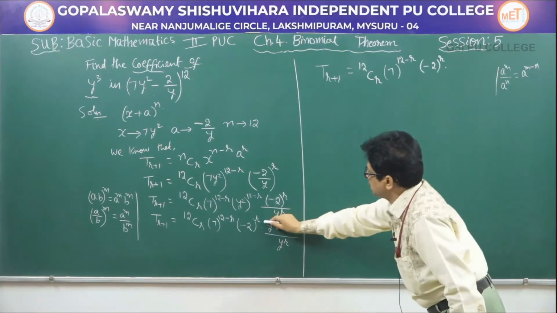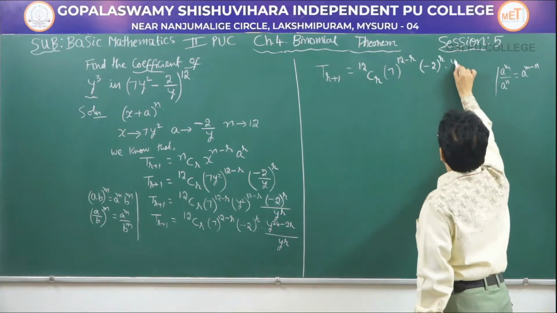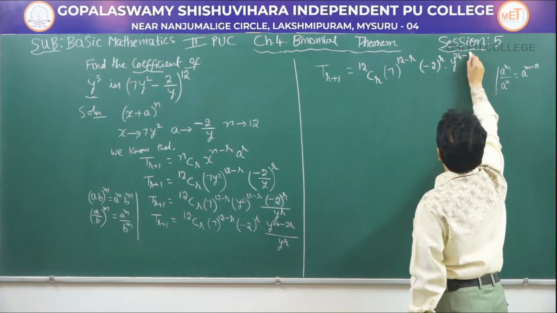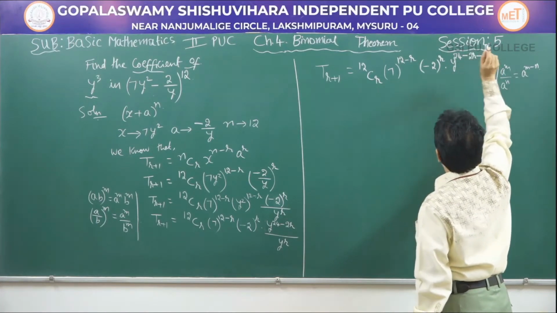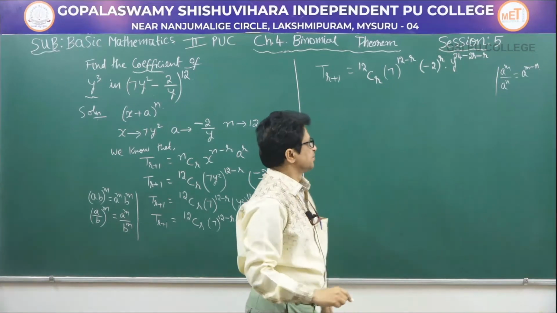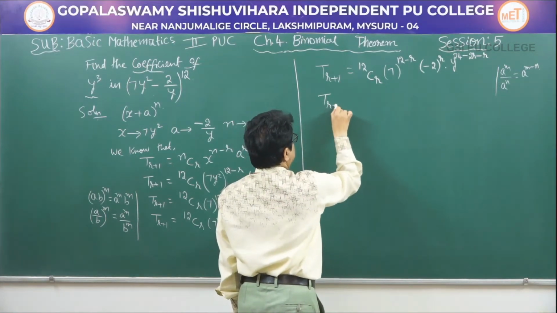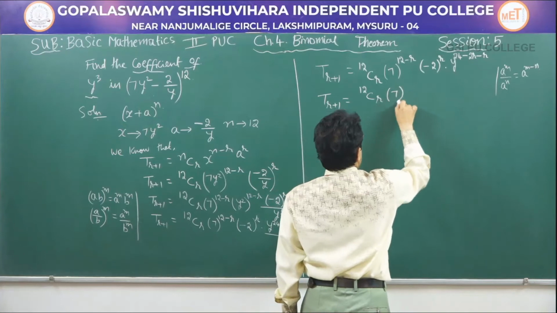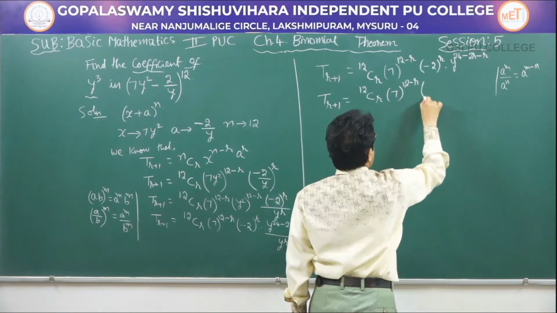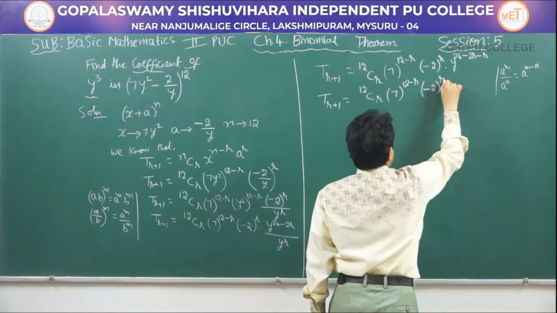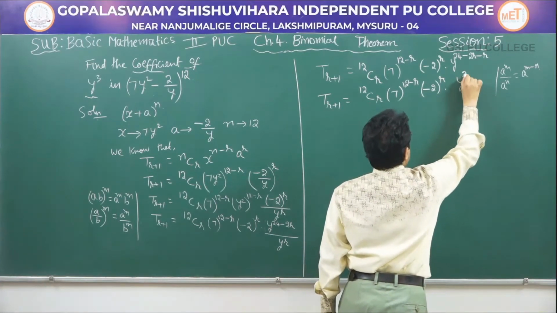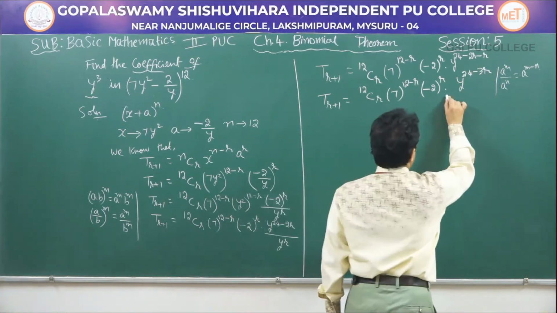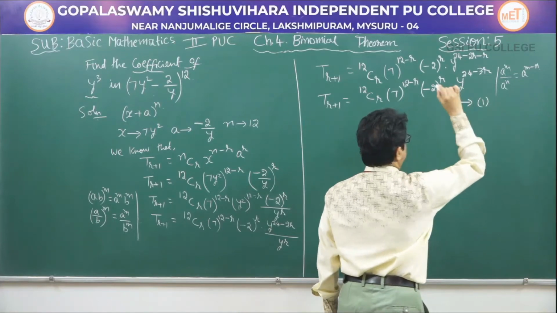So, this term becomes y power 24 minus 2r minus r. T(r+1) is equal to 12Cr into 7 whole power 12 minus r into (minus 2) whole power r into y power 24 minus 3r. We call this as equation 1.